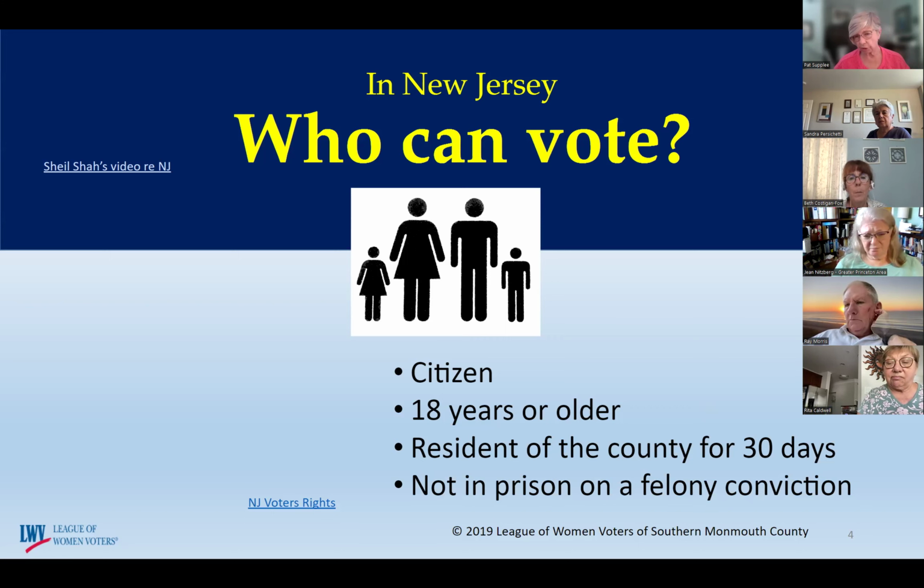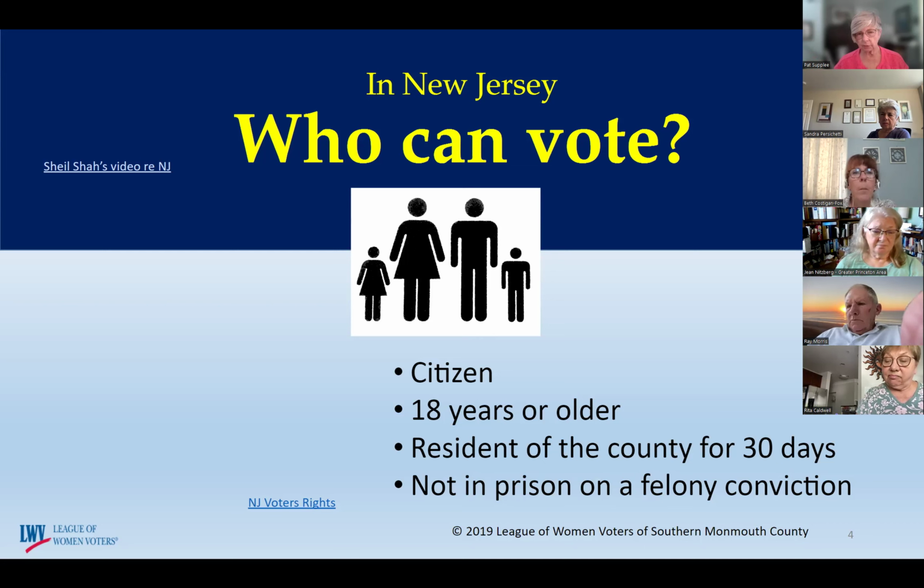So I explained that 2 years ago in New Jersey, the law was changed so that people who have been in prison on a felony but have been released and are returning citizens can now register again. They have to do that. They can't just use their old registration, and they can vote again. And you notice that I said in New Jersey, and that's because that decision is made state by state by state. And that's something you're going to hear again and again in this presentation.